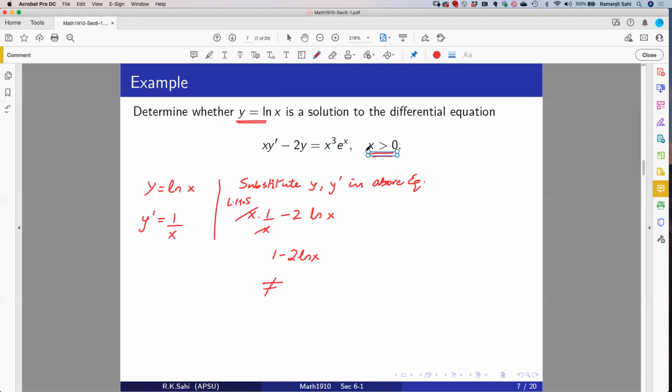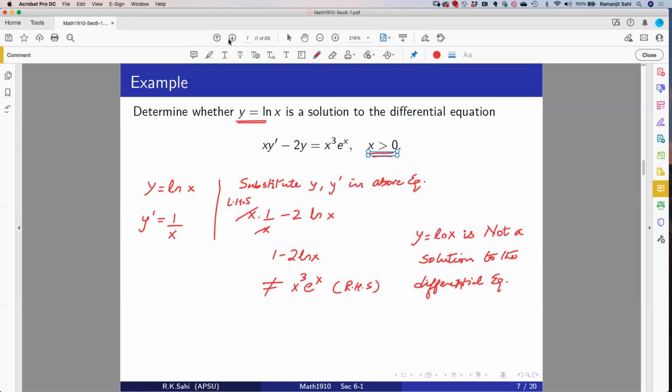This is nowhere equal to the right-hand side, which is given by x cubed e to the power x. This is your right-hand side. So clearly, the left-hand side of this differential equation is not equal to the right-hand side. And hence, y equals natural log of x is not a solution to the differential equation. Okay.